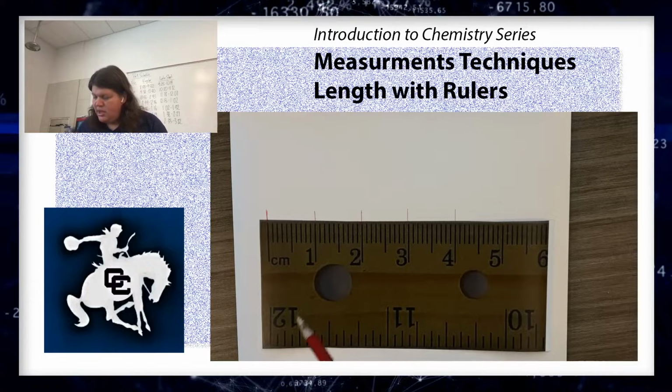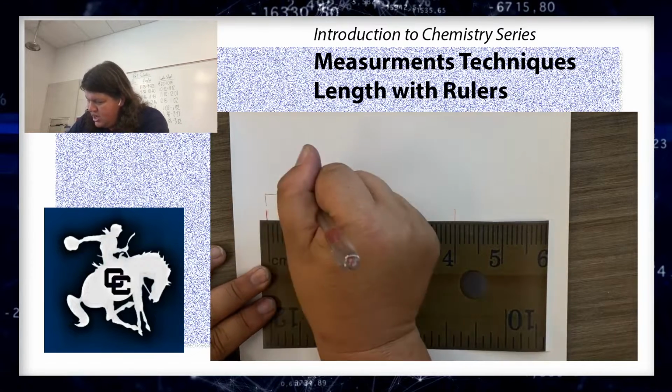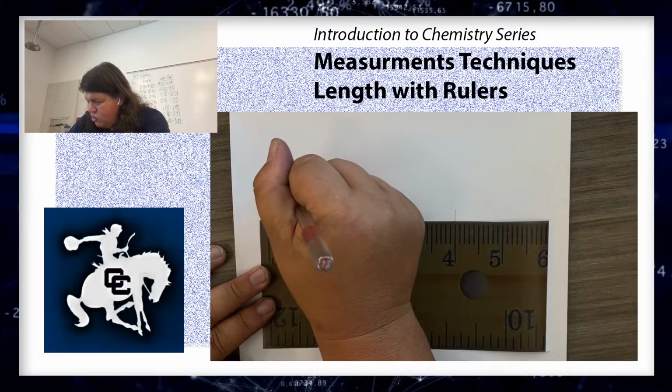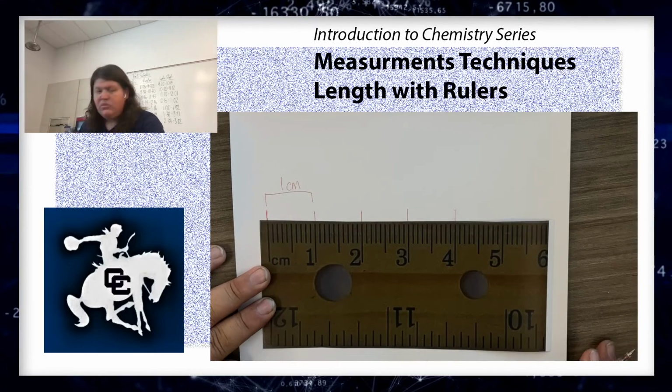On the bottom here, we have inches. Notice it's in reverse. The inches here we're not going to be using as part of this class, but you might use it in math. Up top, though, we have our metric system. Notice the large numbers here. Those are in centimeters. The area given here is classified as 1 centimeter.